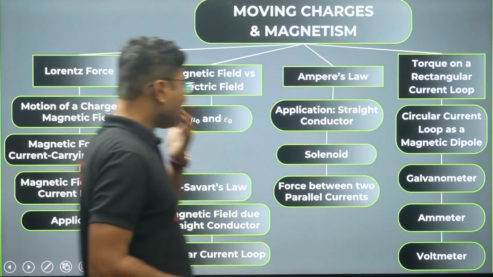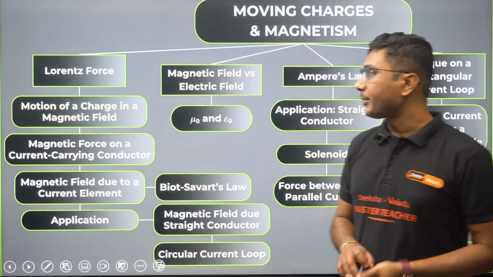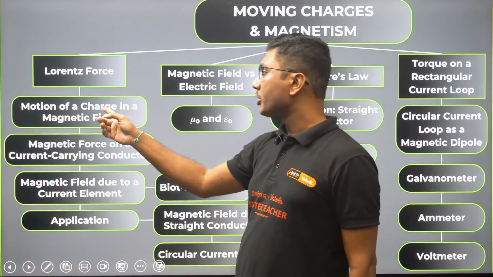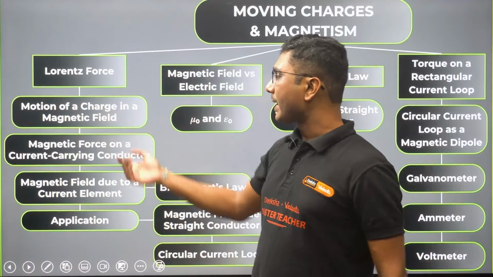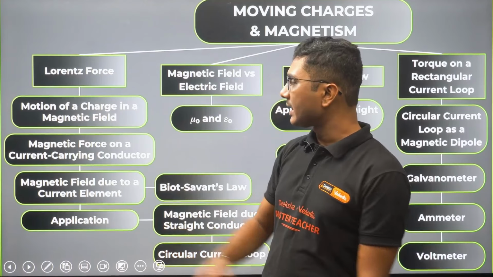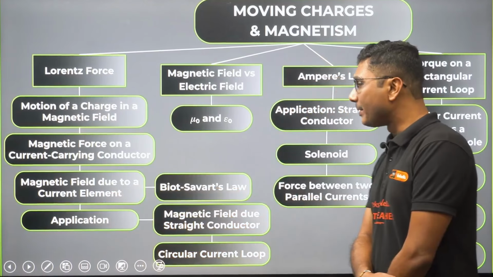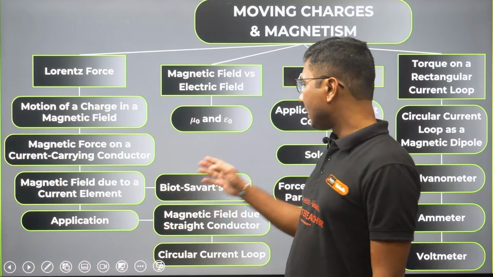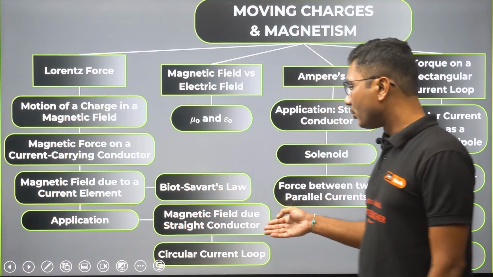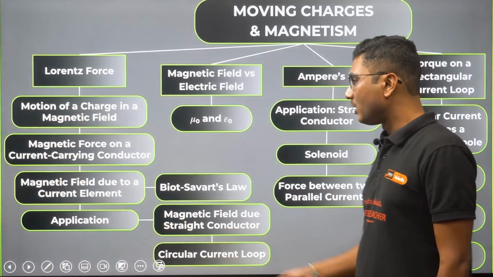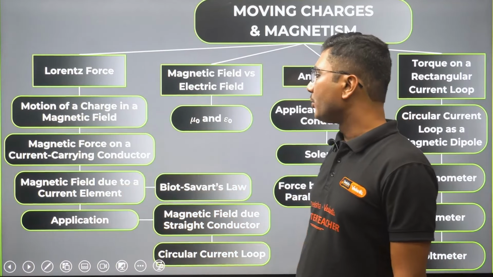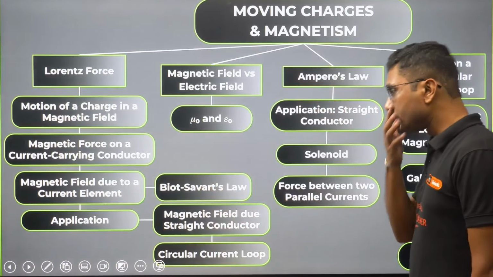So here is the complete topic distribution of the chapter: Lorentz force, motion of a charge in magnetic field, magnetic force on a current carrying conductor, magnetic field due to a current element, applications. In the application part we have magnetic field due to straight conductor, circular current carrying loop, and in the magnetic field due to a current element, Biot-Savart's law is also there.